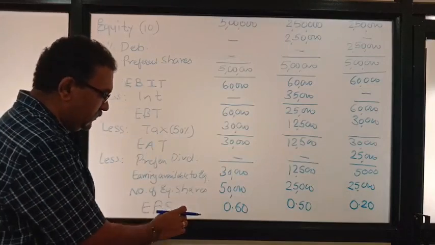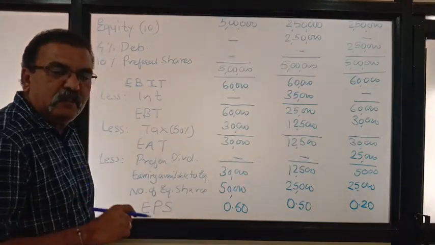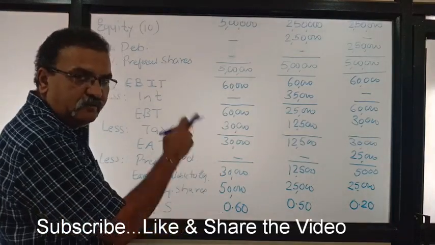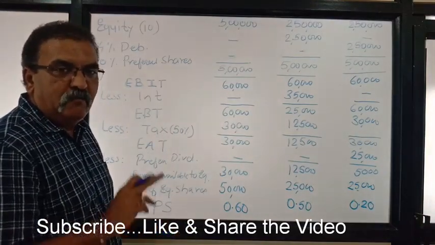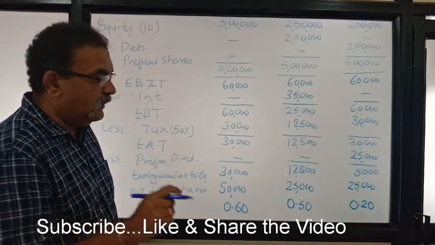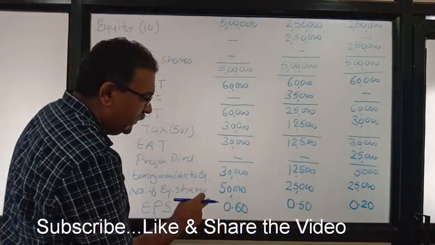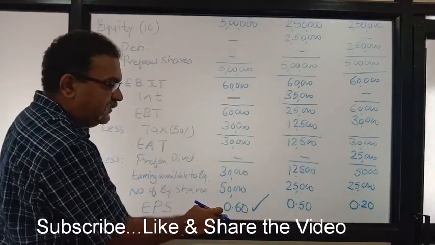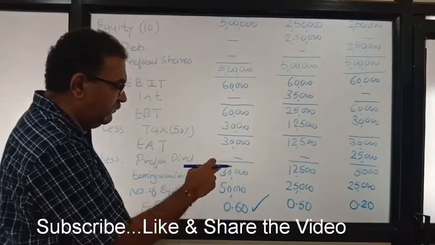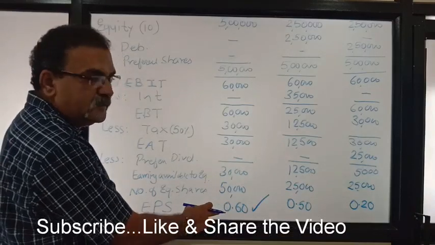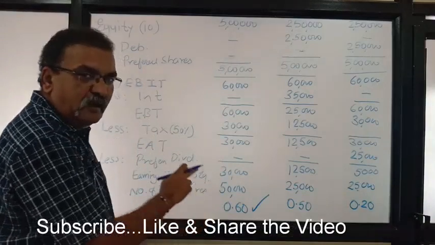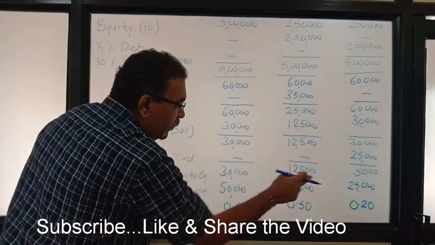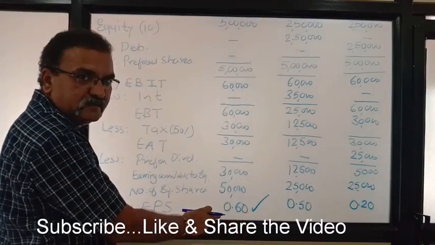Now what is our objective? To maximize the wealth of equity shareholders. And wealth is measured in terms of EPS. So we will select that financing option where the EPS is highest. And among all these 3 options, the highest EPS is in option 1, that is 0.6. So we will select this financing option. We will suggest to the company that this first option is beneficial from the equity shareholders' point of view among all the 3 options. So this is our final answer.